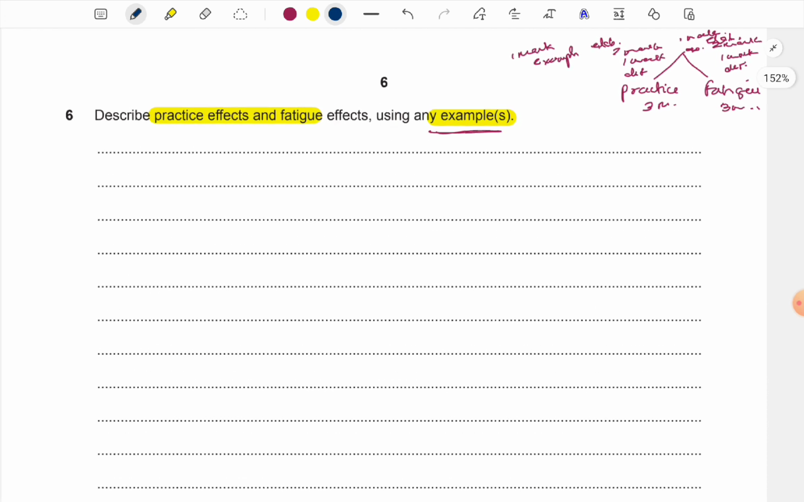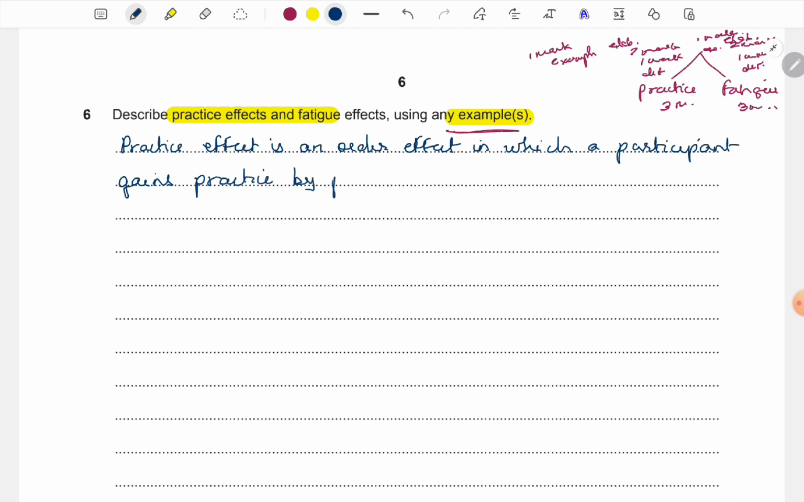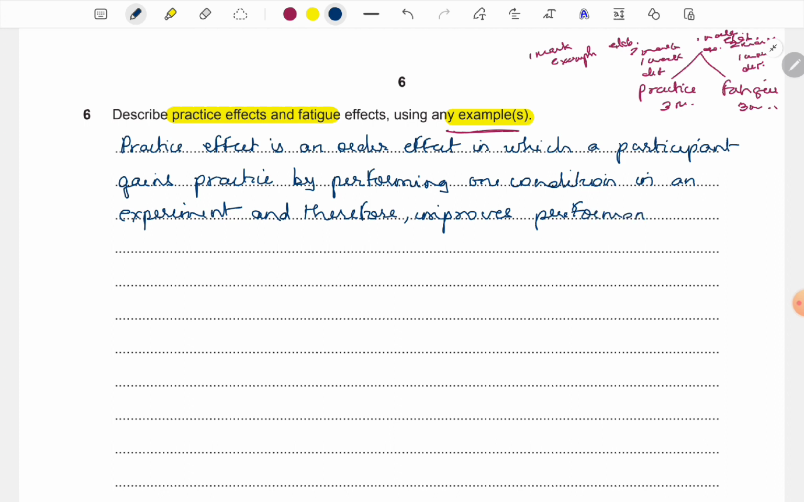Let's begin with practice effects. Practice effect is an order effect in which a participant gains practice by performing one condition in an experiment and therefore improves performance in the second condition.